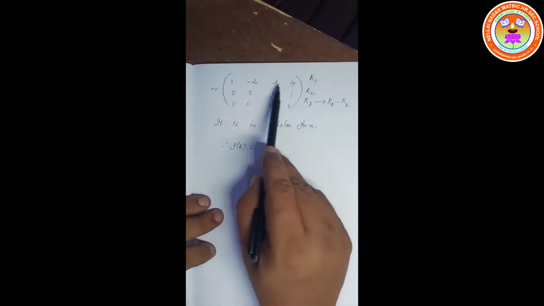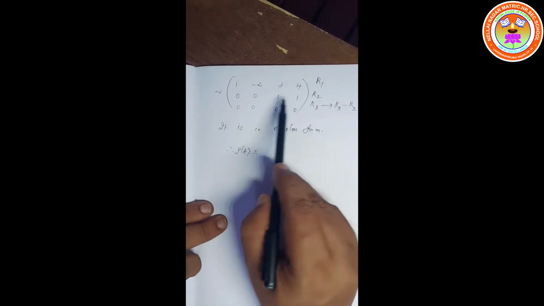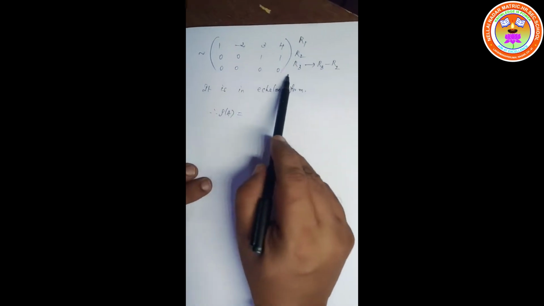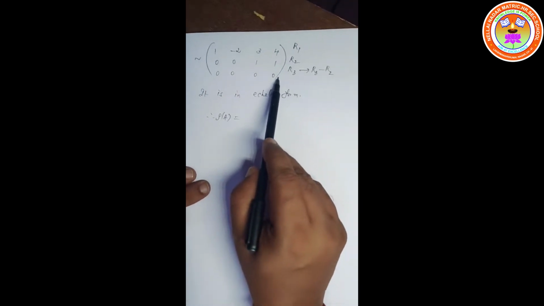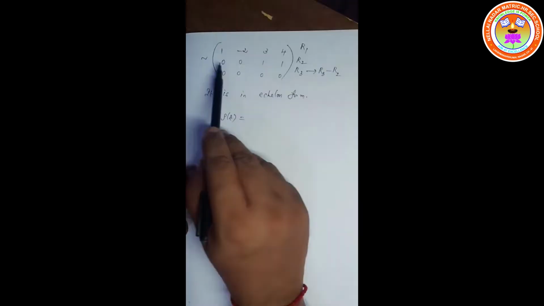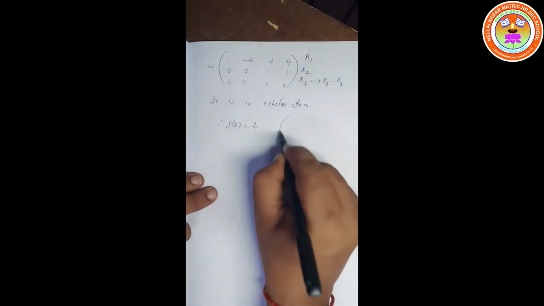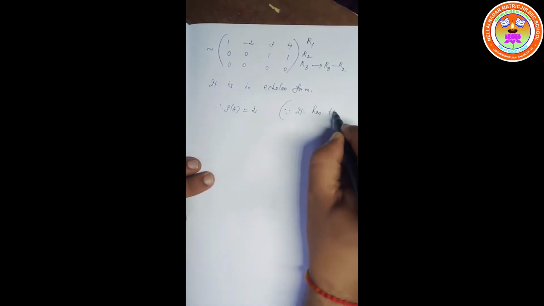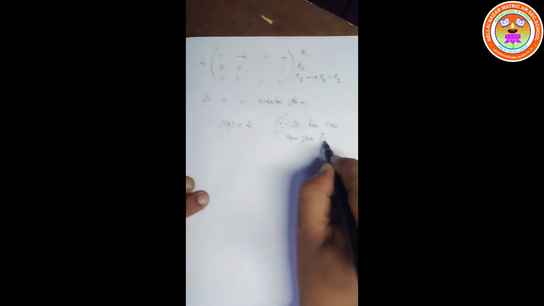Here it is a non-zero row. It is also a non-zero row because we have two non-zero elements. Here this is a zero row because all the elements are 0. Now count the number of non-zero rows. Here one non-zero row, here one non-zero row, totally 2. So rank of A is equal to 2, since it has 2 non-zero rows.